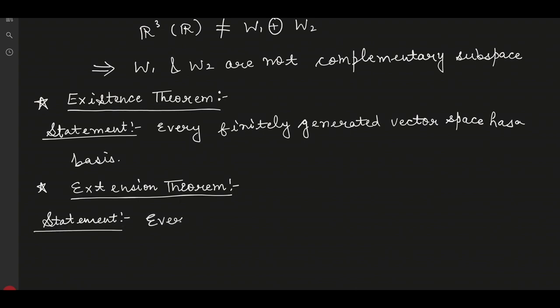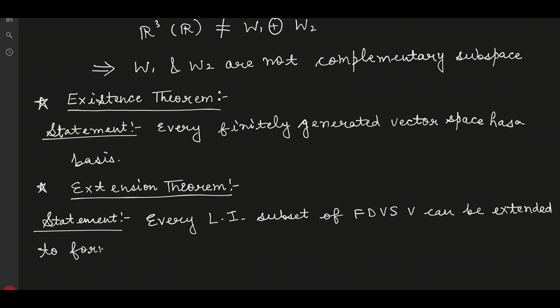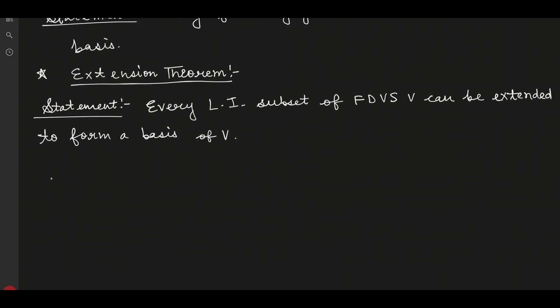Every linearly independent subset of a finite dimensional vector space V can be extended to form a basis of V. So let us discuss some questions on this.